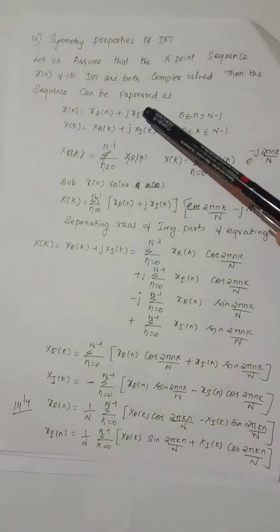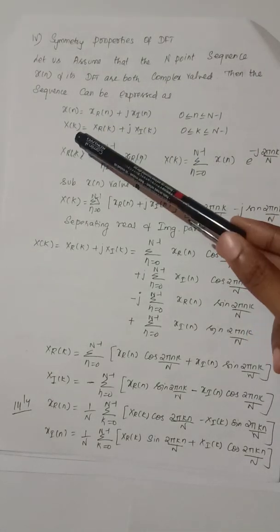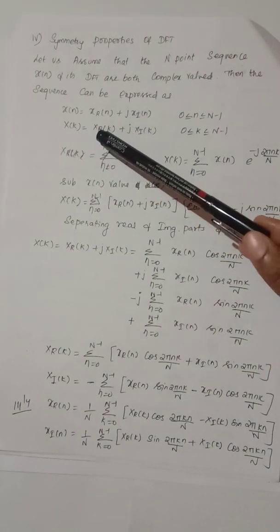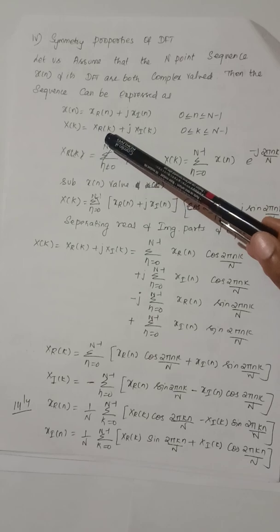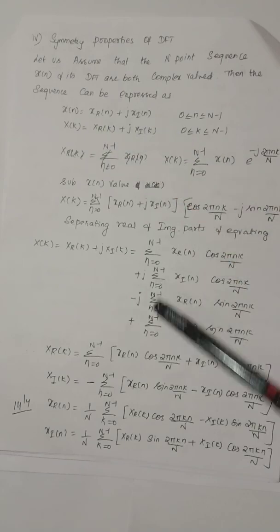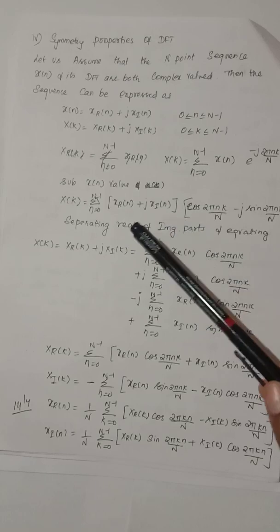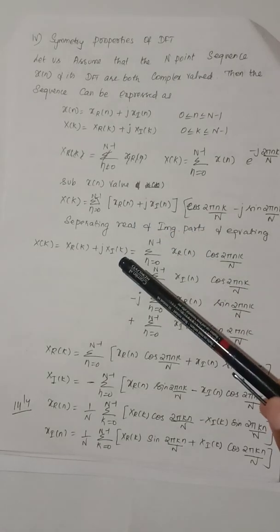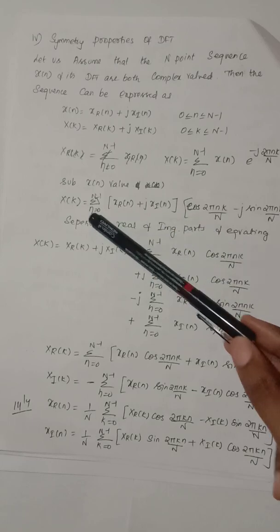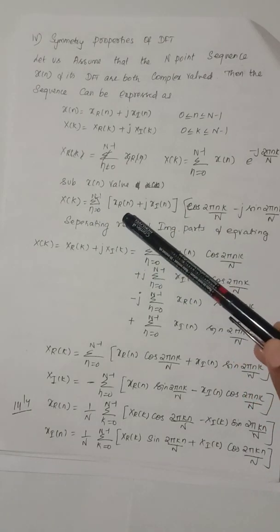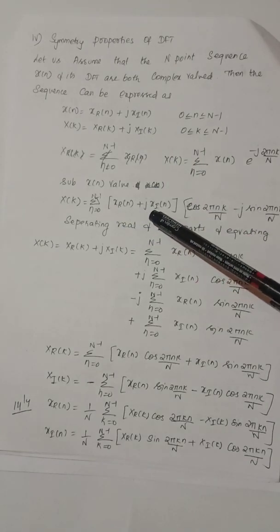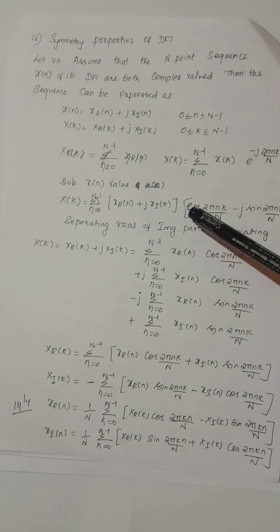So if x of n is a combination of real part and imaginary part, and similarly x of k is a combination of real part and imaginary part, we need to segregate the real part values of x of k and imaginary part values of x of k. So you know this procedure, right? If you want to find DFT, we have to use the DFT formula, summation n equal to 0 to n minus 1. Instead of x of n, I have substituted xr of n plus j xi of n.